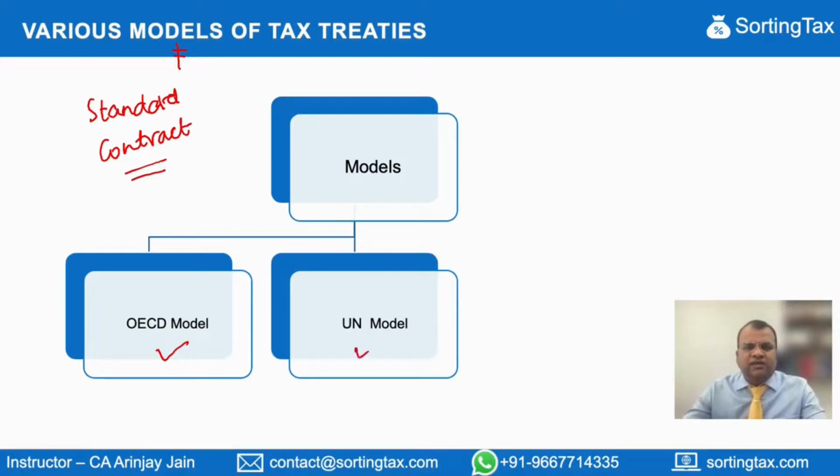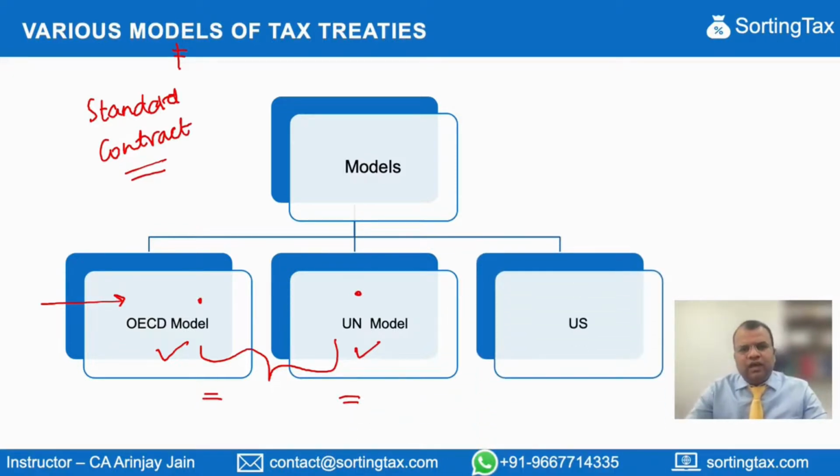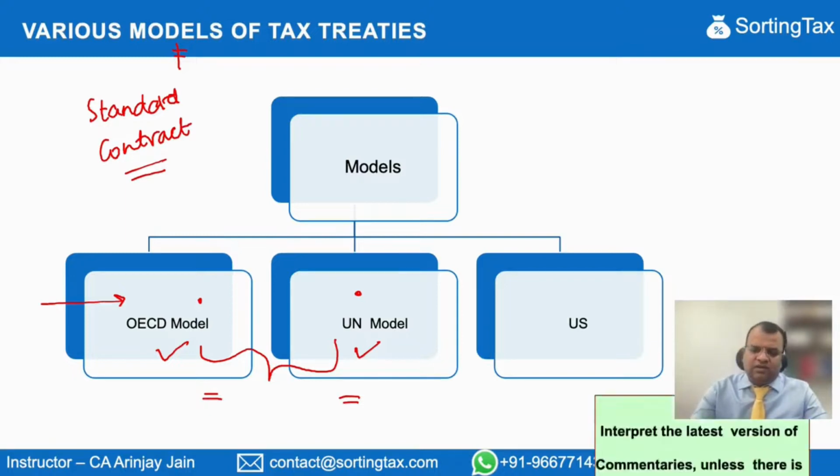Then there is the UN Model Tax Convention. Principally, on a large amount of information and data, these two model tax conventions are the same. But then there are certain differences between the two of them. We are going to cover that towards the end of our course in terms of what the differences are. So principally, we are going to interpret the OECD Model Tax Convention for the purpose of this course. But at the end of this course, we are also going to outline what the differences are between the OECD Model Tax Convention and the UN Model Tax Convention. And then there's a US Model Tax Convention. And this basically is used by the US when it enters into tax treaties with different countries.